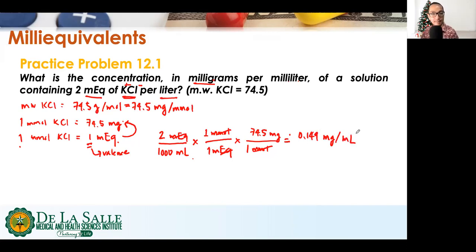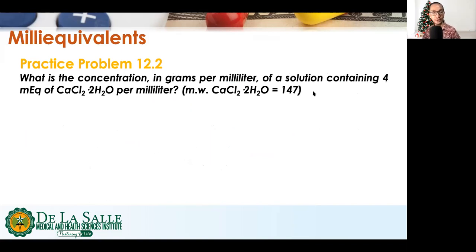So it's basically dimensional analysis. Okay? Makukuha ninyo na yung amount in milligrams per ml equivalent to 2 MEQ per liter. Okay? So yan yung pinakamadaling solution that I can provide to you. Okay. So how about this one?